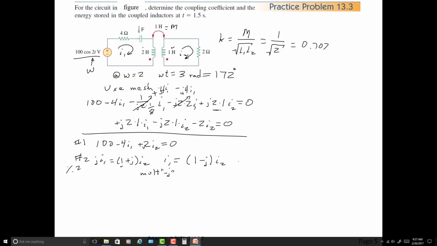And now by substituting, we just substitute. What have we got? We get 100, and I want to plug in for I1. I've got 100 minus 4 times 1 minus j I2 plus j2 I2.